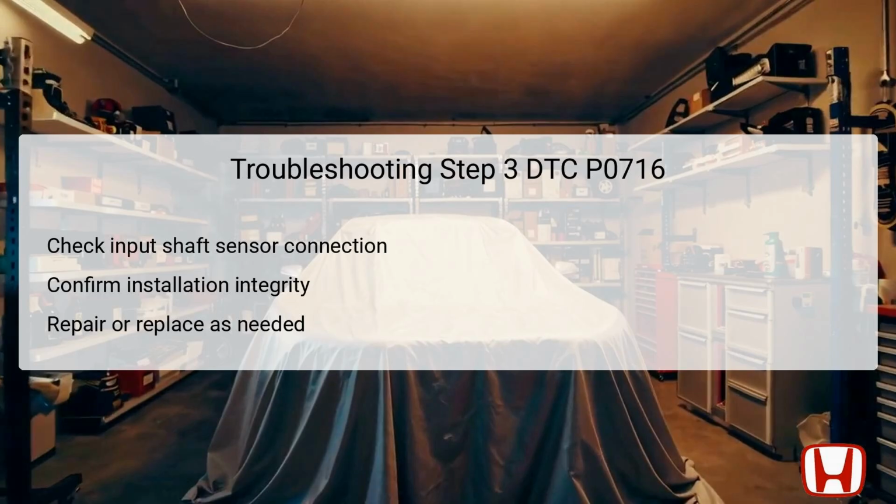In the event that there are faults detected in the connections, appropriate repairs to the wiring or connector may be required to restore functionality. This step is critical as it directly addresses the sources of potential electrical issues that could cause the DTC P0716. Ensuring proper installation and connections is fundamental to achieving reliable communication between the sensor and the ECU, thereby improving overall vehicle performance.